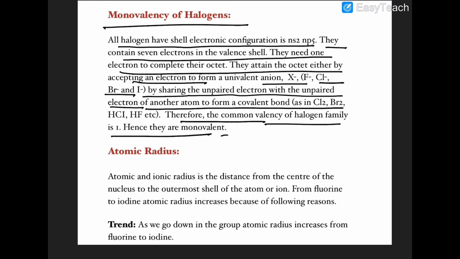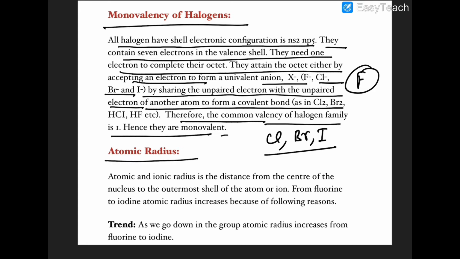In other cases, except fluorine, all other halogens, that is chlorine, bromine, and iodine, can easily expand their octet by using the d orbitals. I am repeating once more: chlorine, bromine and iodine can usually expand their octet to form so many different compounds.